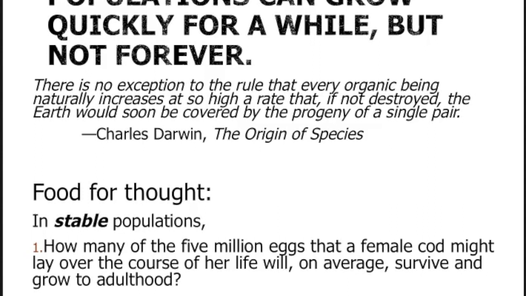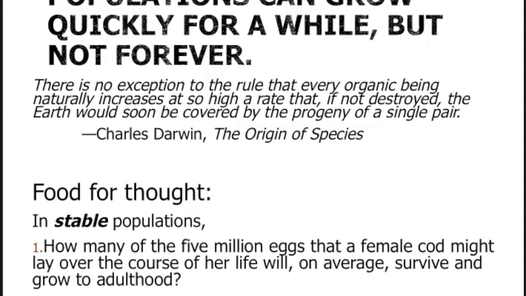You had a lab question about this, and I'm going to read this quote to you. It says, "There is no exception to the rule that every organic being," he's talking about populations here, "naturally increases at so high a rate that, if not destroyed, the earth would be covered by the progeny of a single pair." Again, that simply means that populations can increase really, really fast. And so fast that if something didn't get in the way of that growth, you could literally cover the earth by the offspring, grandchildren, great-great-great-great-great-grandchildren of that single mating pair.